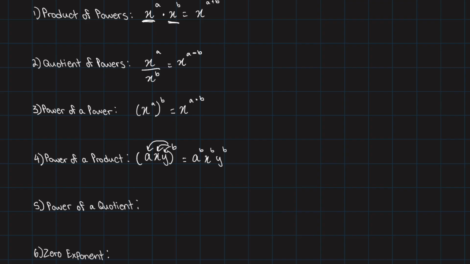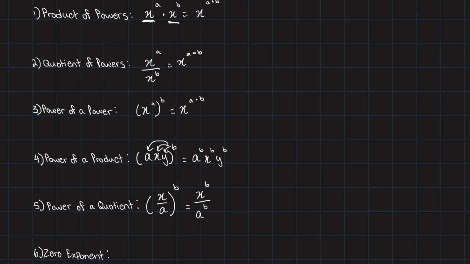Now, if we had power of a quotient, so x over a, all to the power of b, same concept as power of a product. That exponent, since it's outside of the brackets, gets applied to everything in the brackets. So this would be x to the power of b divided by a to the power of b.